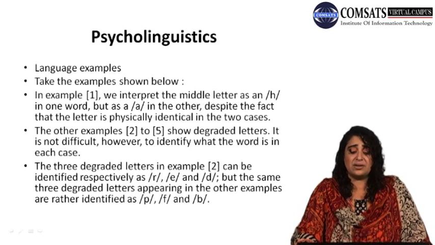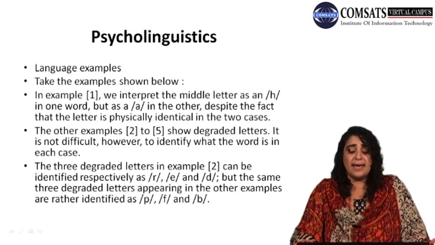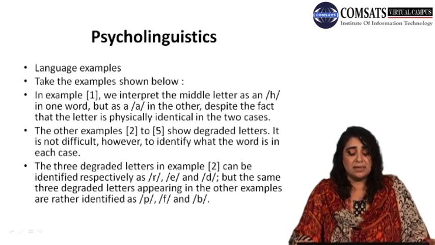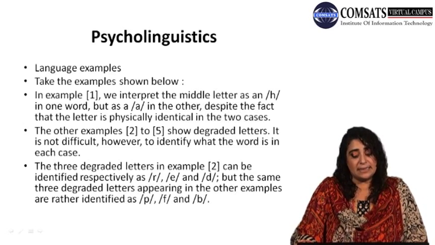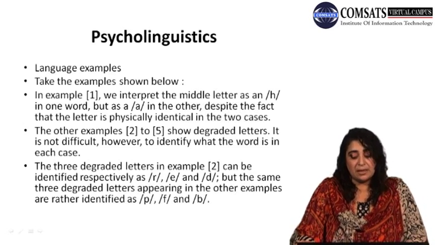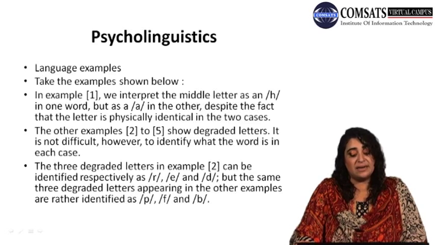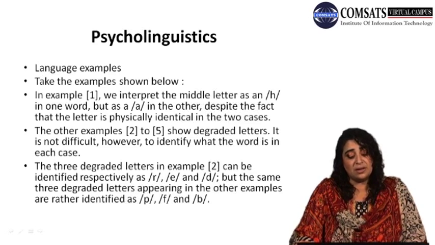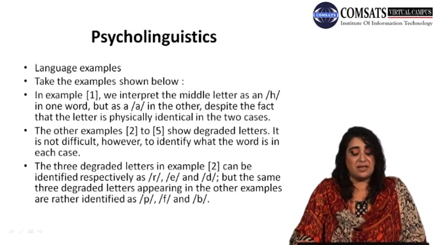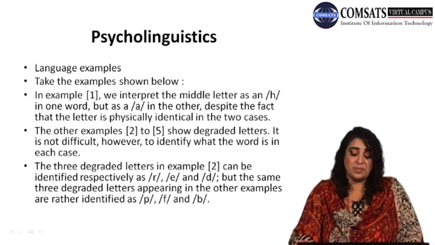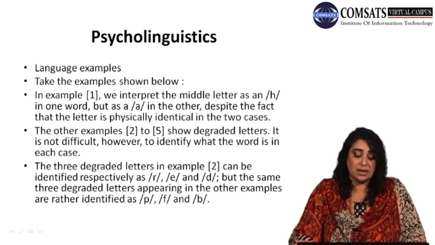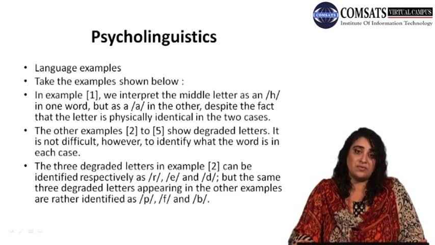The three degraded letters in example 2 can be identified respectively as R, E and D. Okay, so in example 2 we took three identifiable letters, R, E and D, which spell RED. But the same three degraded letters appearing in other examples are rather identified as P, F and B. So if we see them appear somewhere else, they would be identified differently, in a different way.